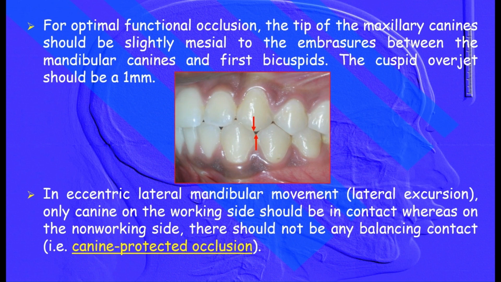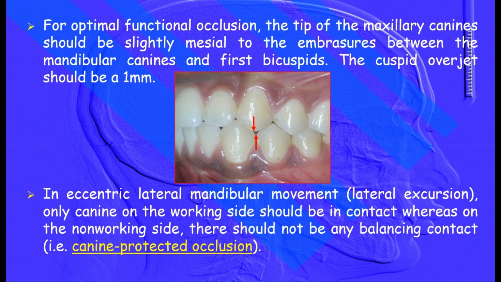When the occlusion is finished normally, the tip of the maxillary canines should be slightly mesial to the embrasures between the mandibular canines and first premolars, and the cuspid overjet should be 1 mm. In lateral excursion or eccentric lateral mandibular movement, only the canines on the working side should be in contact, whereas on the non-working side, there should not be any balancing contact. That is called canine-protected occlusion. Remember, in canine-protected occlusion, the mandibular canine plays a more crucial role compared to the maxillary canine.